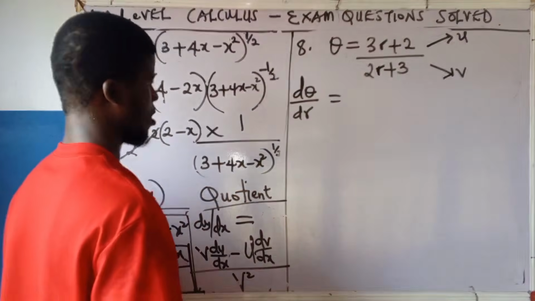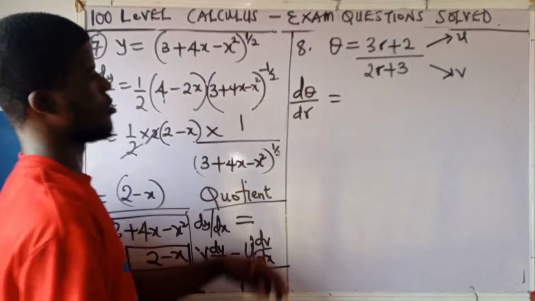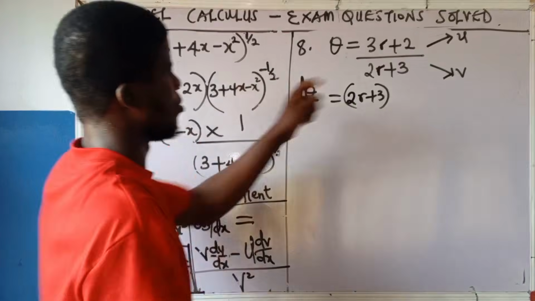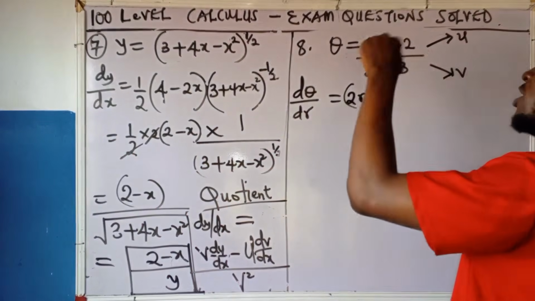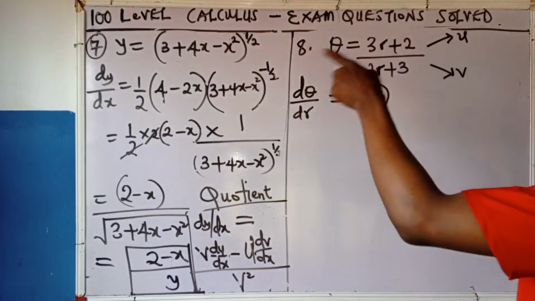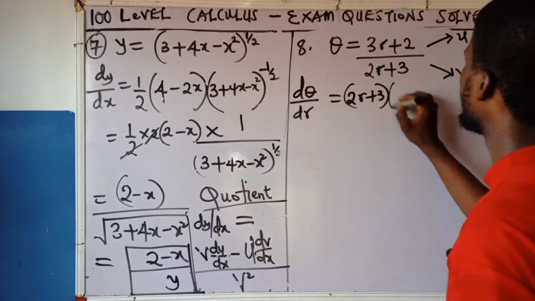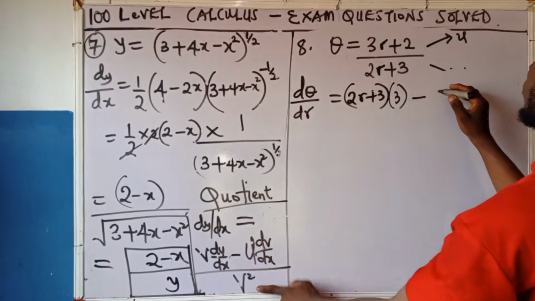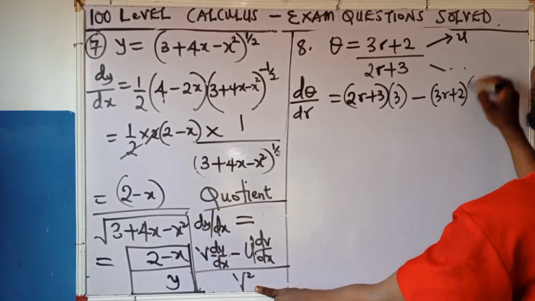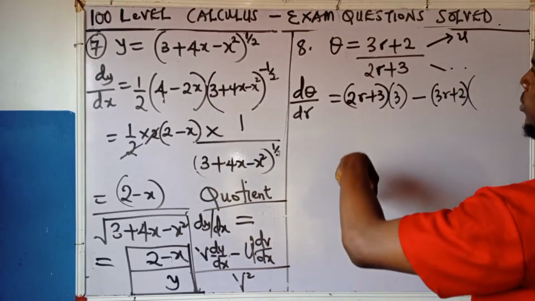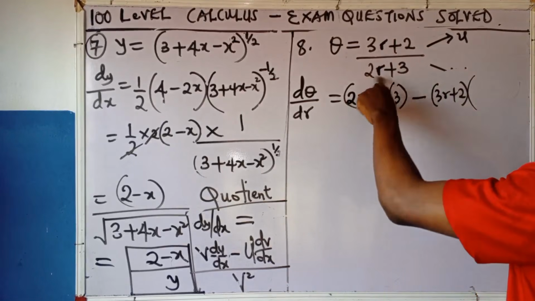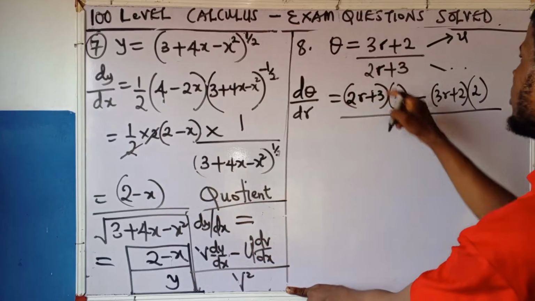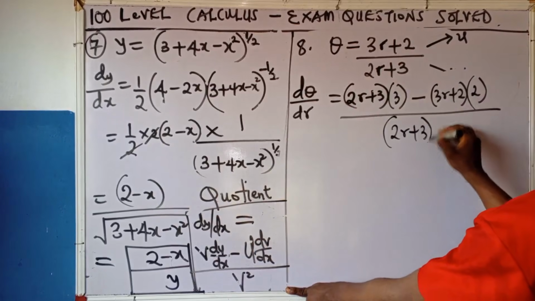So let's go now. v is the one under, 2 arrow plus 3. Write it. Then differentiate the one on top. Differentiate 3 arrow plus 2 with respect to arrow. Differentiate 3 arrow to get 3, 2 to get 0. So I'll be writing 3, minus u. What's u? u is the one on top, which is 3 arrow plus 2. Then differentiate v with respect to arrow. That would be 2 arrow plus 3. Differentiate 2 arrow to get 2, 3 to get 0. So I'm writing my 2. Divide by the square of v, 2 arrow plus 3 raised to power 2.